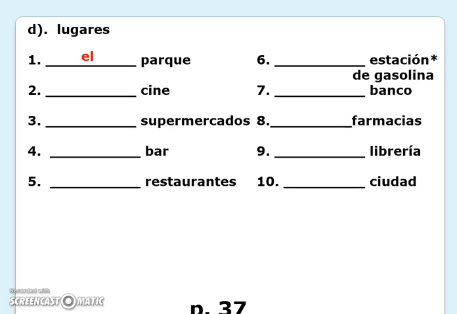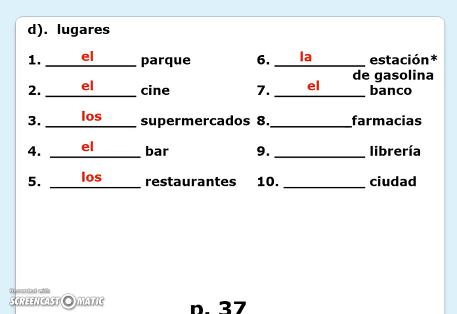Number 1, el parque, masculine singular. Number 2, el cine, masculine singular. Number 3, los supermercados, masculine plural, both end in OS. El bar, masculine singular. Los restaurantes, masculine plural. Number 6, since you go by the first word, and sion always is feminine, it is la estación de gasolina.